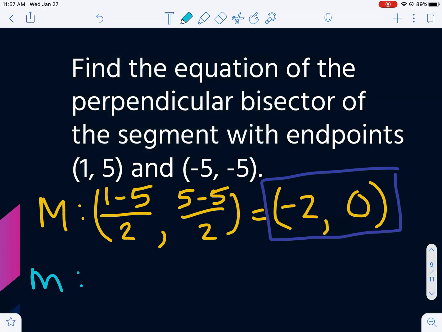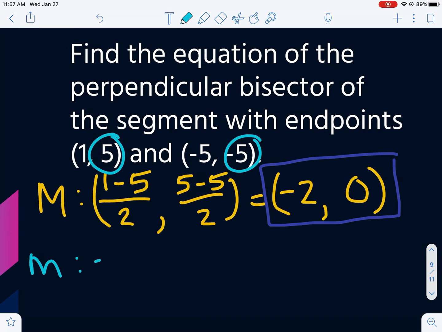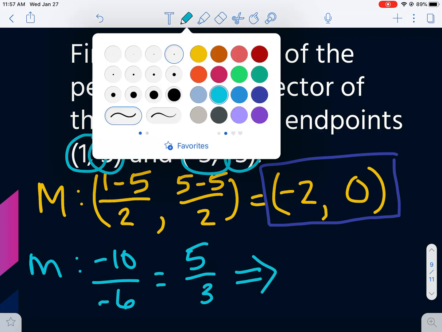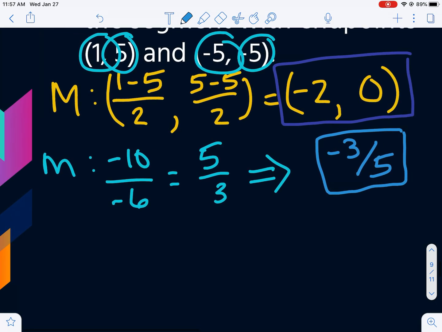And now I'm going to find the original slope. In my original line segment, I went down 10. And I went down 6, which simplifies to be 10 over 6 or 5 over 3. I need the negative reciprocal for when I write my equation so that it's perpendicular. So I'm going to do negative 3 over 5. So I'm using this slope and this point to write an equation.